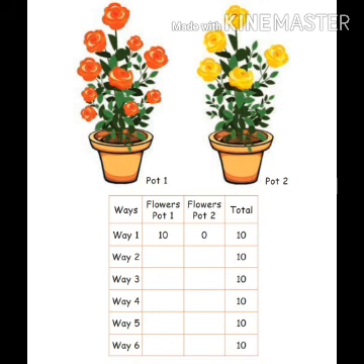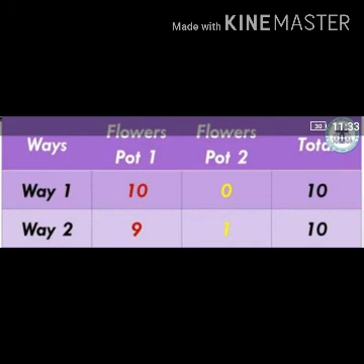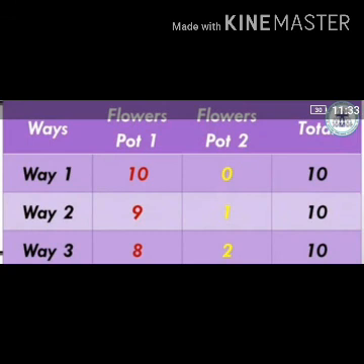Okay? Way 1. We can choose 10 flowers in part 1 and 0 flowers in part 2. Now the total is 10. Next, way 2. We can choose 9 flowers from part 1 and 1 flower from part 2. Next, way 3. Likewise, we can choose 8 flowers from part 1 and 2 flowers from part 2.